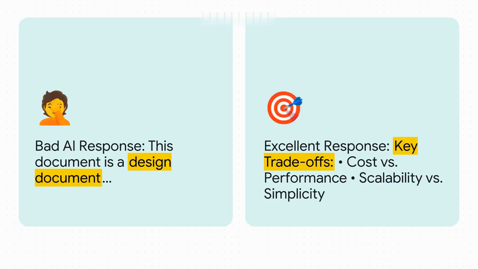And here is the payoff. On the left, that useless response. But on the right, the output from our new prompt is exactly what an architect needs. It pulls out the specific trade-offs between cost and performance, scalability and simplicity. This is actionable intelligence, not just some bland summary. And it's all in the exact format we asked for.